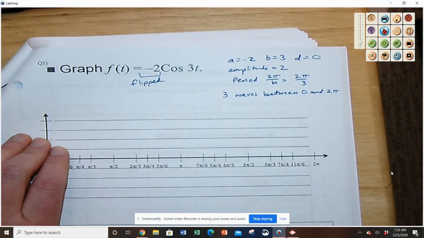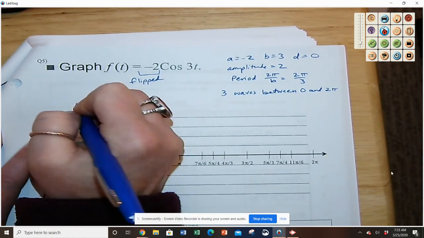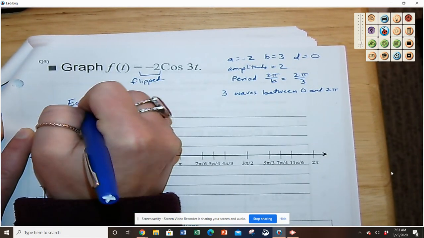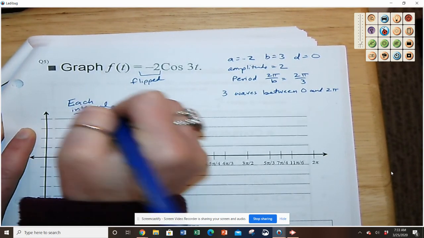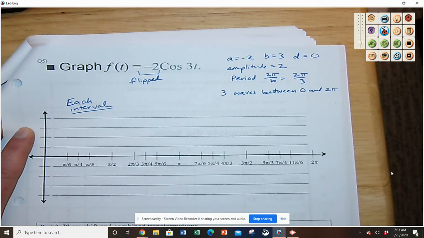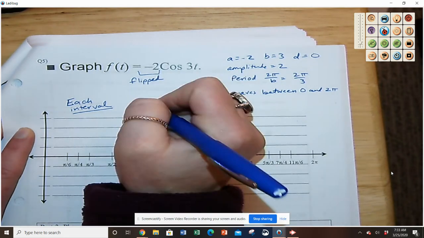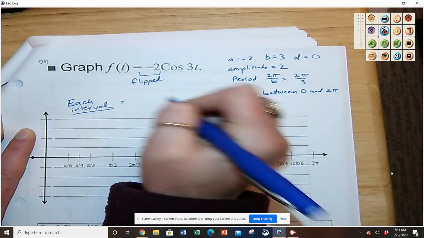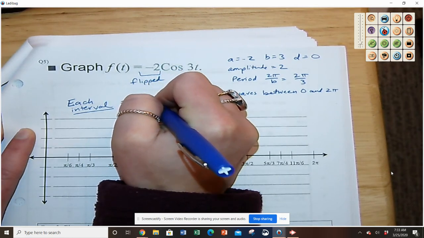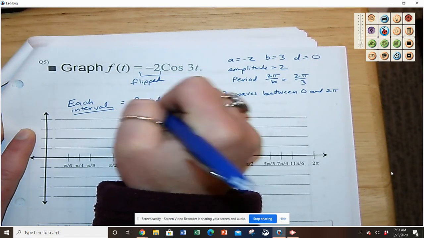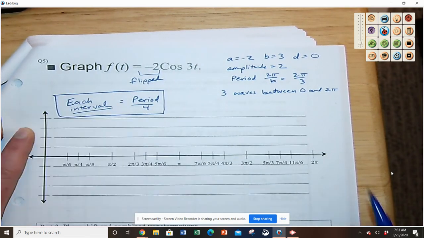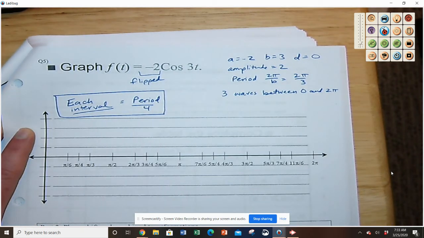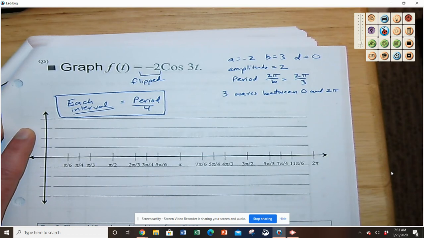The next part is the interval. Each interval, and intervals are going to be your values for your x-axis, each interval will equal the period divided by 4, or a quarter of the period. And I would highlight that. Okay, so each interval is a quarter of the period, or the period divided by 4.